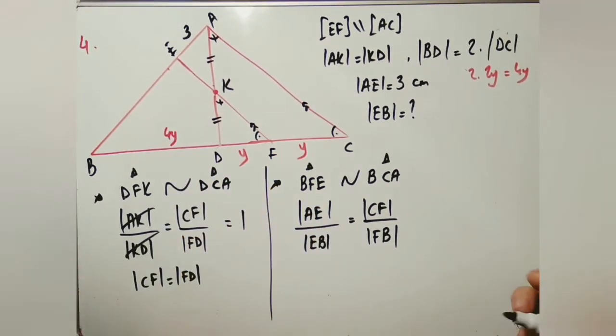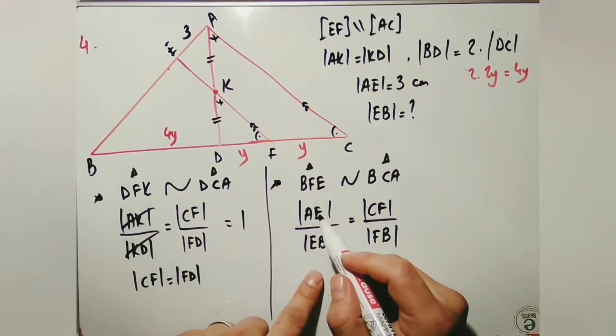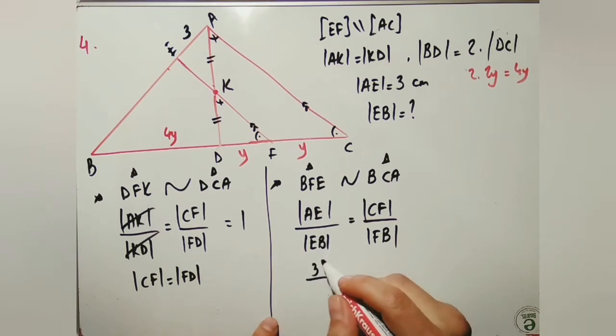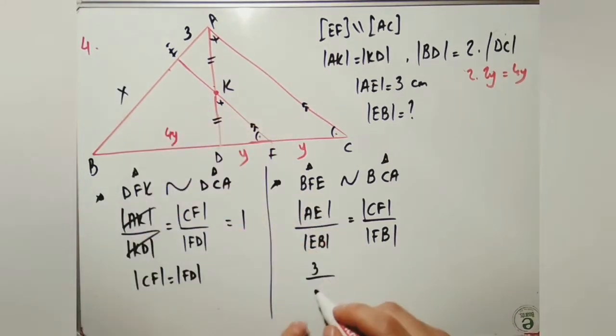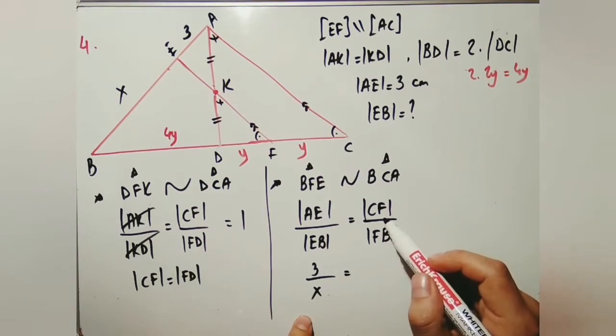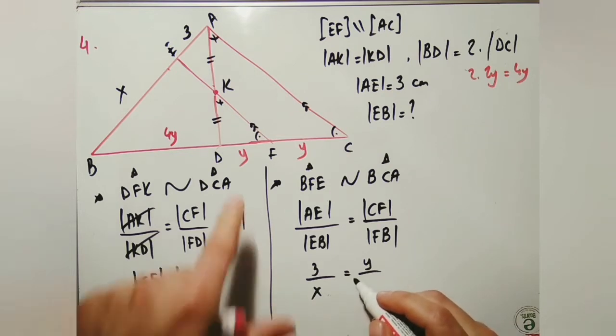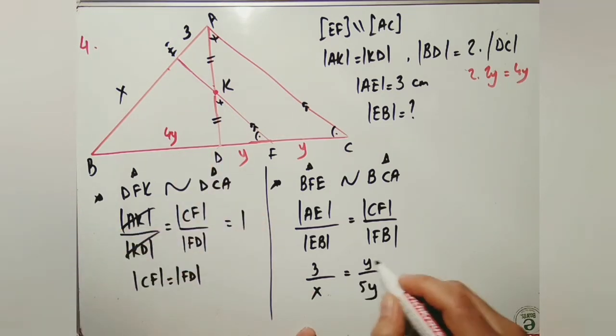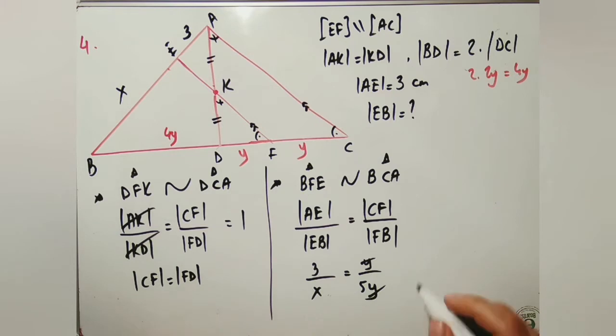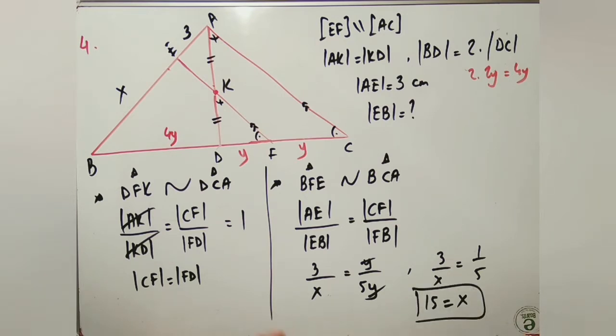Okay, so we can look at our proportion now. AE is 3, EB we don't know, let's say x, is equal to CF, which is y, over FB, which will be 4y plus y, that is 5y. The y's cancel each other out, so 3 over x is equal to 1 over 5. By using cross multiplication, 3 times 5 is 15, x times 1 is x. So the length of x is 15 centimeters.